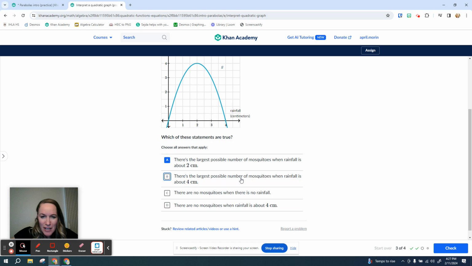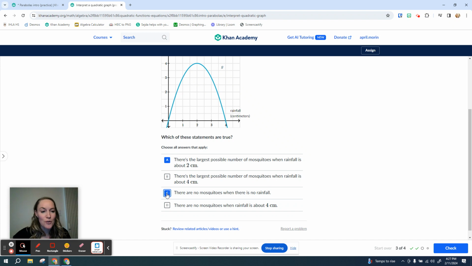There's the largest possible number of mosquitoes when rainfall is about 4 centimeters. Okay, so when rainfall is 4 centimeters, it's actually the least possible number of mosquitoes. So that's not true. There are no mosquitoes when there's no rainfall. In our graph, that is true. That may not be true from a practical standpoint, but according to our graph, that is true. So you have to think about this mathematically and not too practically, if that makes sense.